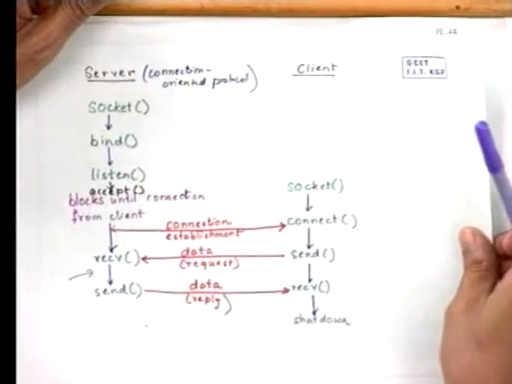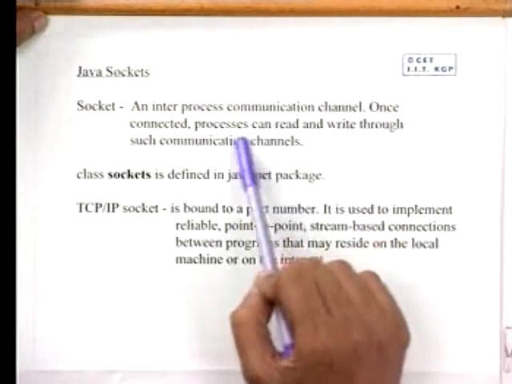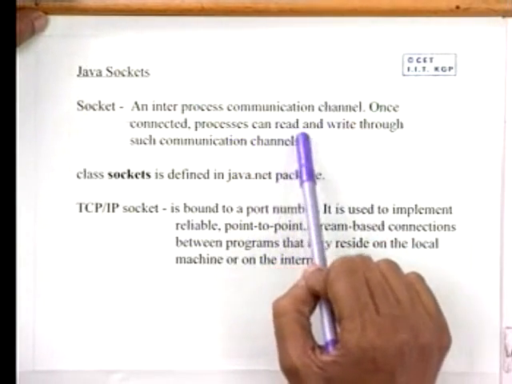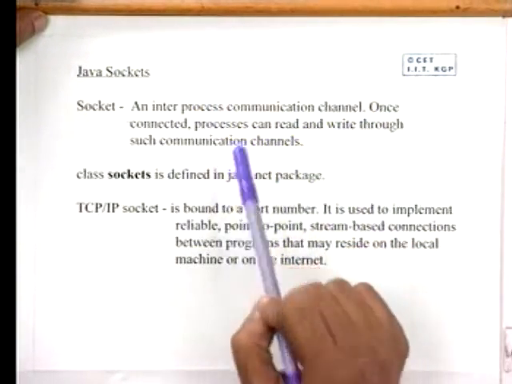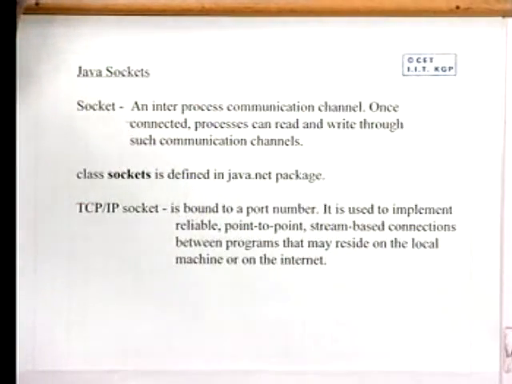So the socket concept is also there, and we will see what types of methods are supported in a socket class. To begin with, in a Java environment, a socket is basically used as an inter-process communication channel, and once connected, processes, in this case threads, can read or write through such a communication channel. That's a formal definition of a socket.